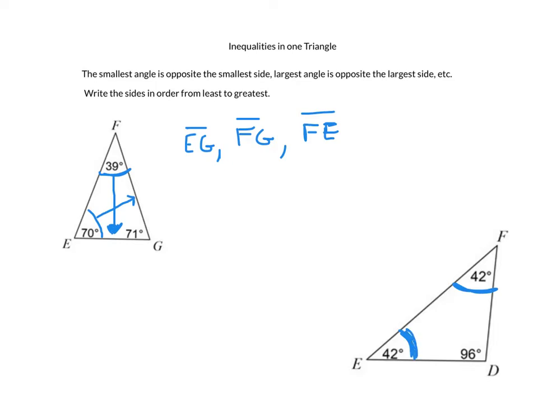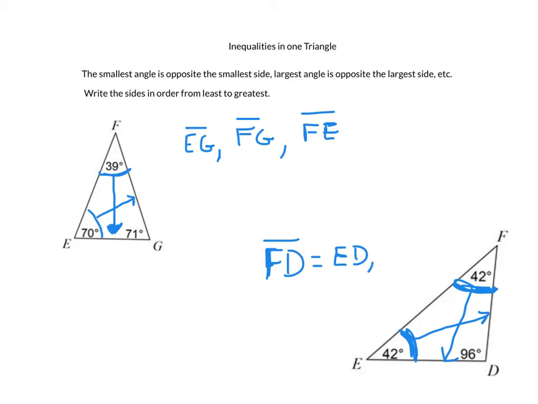So this 42 here, if I crawl straight out, I'm going to bump into the opposite side of FD. So there's my F, there's my D, put the segment notation over the top, and it's equal to this 42. When I walk straight out, its opposite side is ED. So I'm going to write it like that. Those two are equal, but they are the smallest.